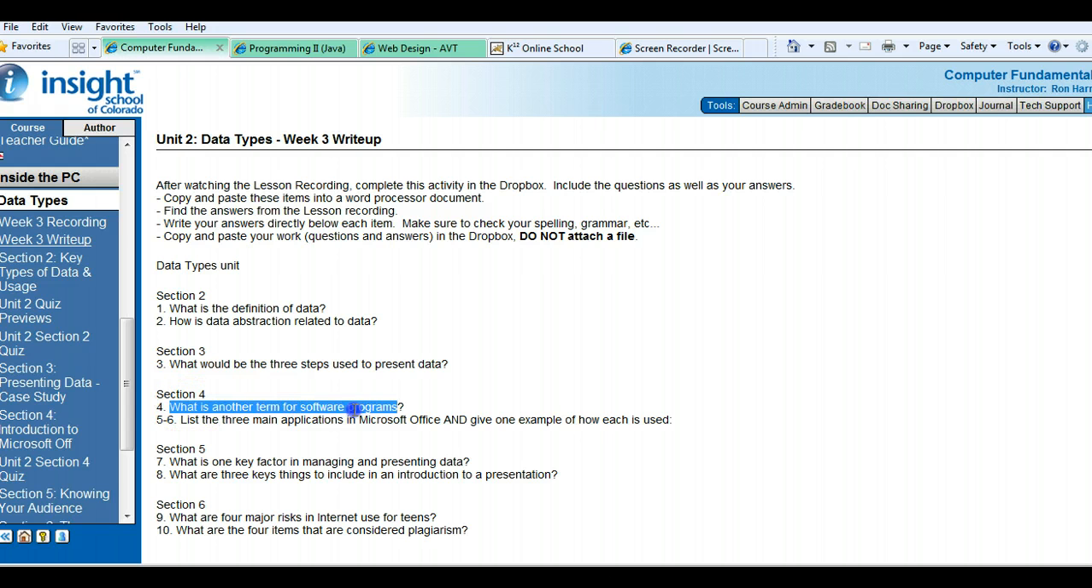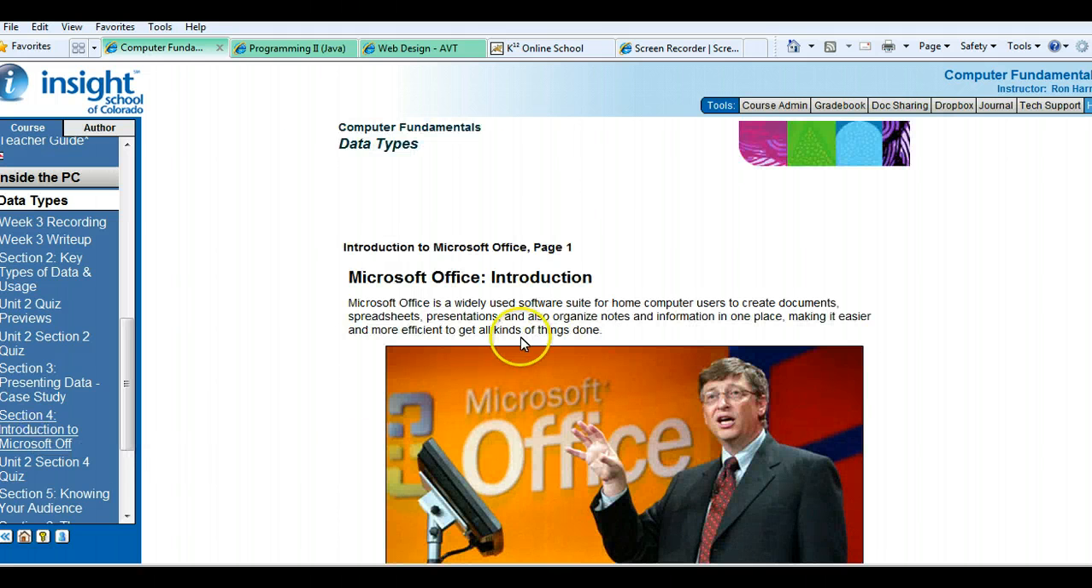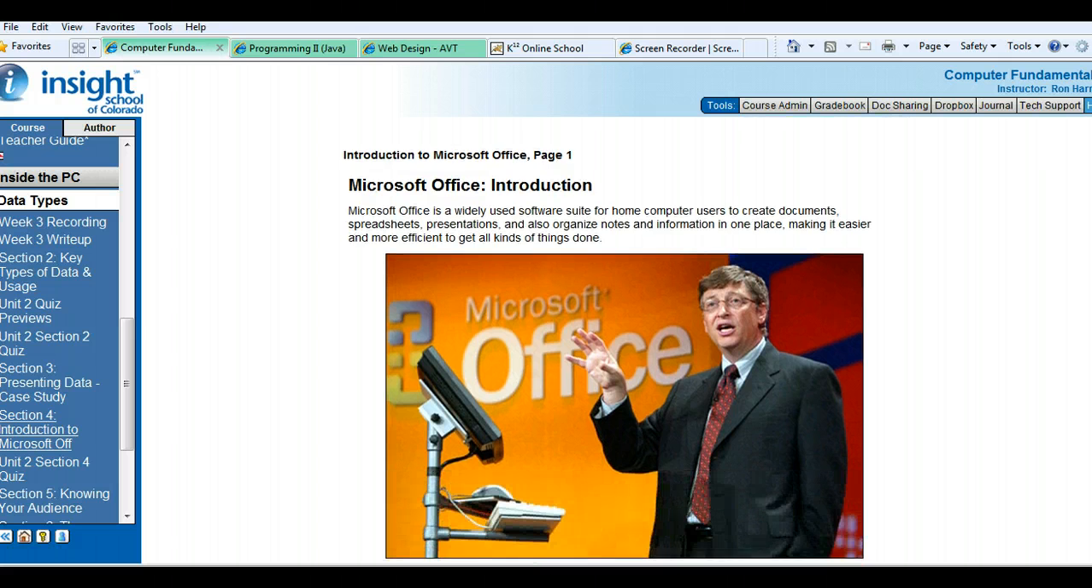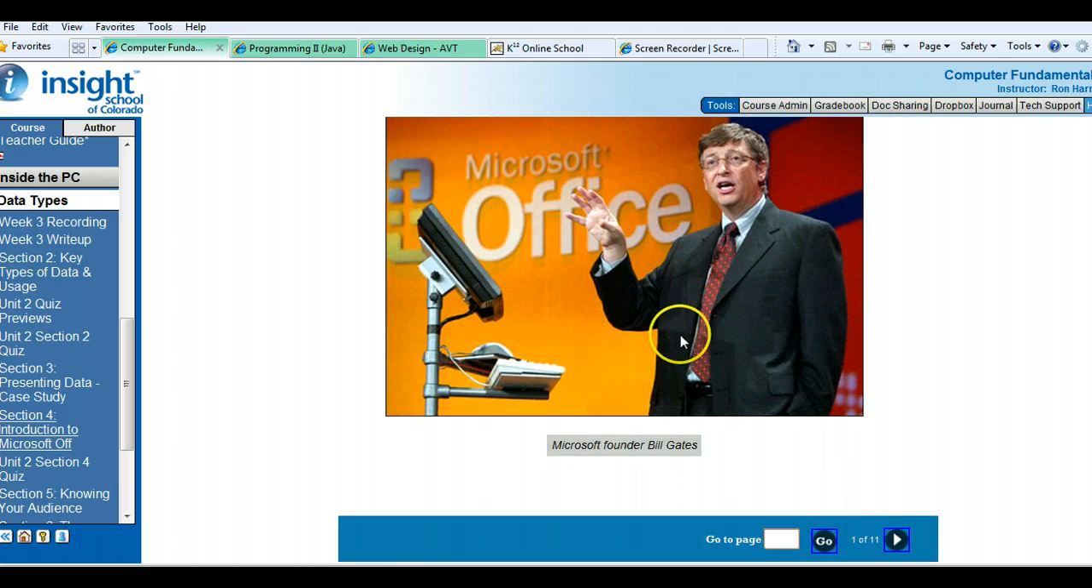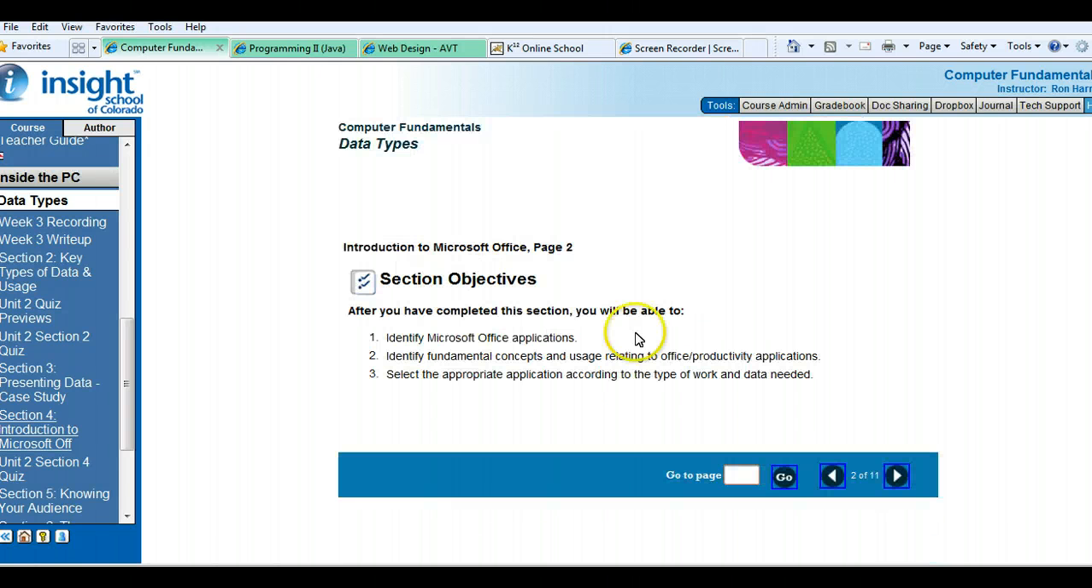Section 4, what is another term for software programs? List the 3 main applications for Microsoft Office and give one example of each is used. Many of you students in these questions that have 2 parts skip the second part. Please answer both parts to this, everyone. All right, now we're into section 4. Microsoft Office is a widely used software suite for home computer users to create documents, spreadsheets, presentations, etc. It makes it much easier to get lots of things done, much more efficient. There's Bill Gates, who helped found Microsoft.